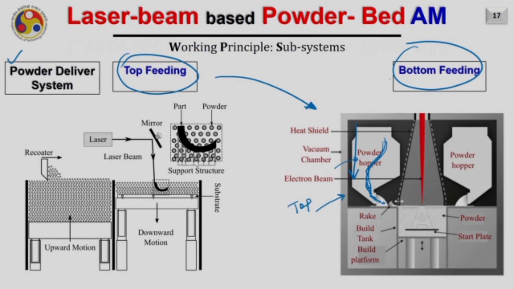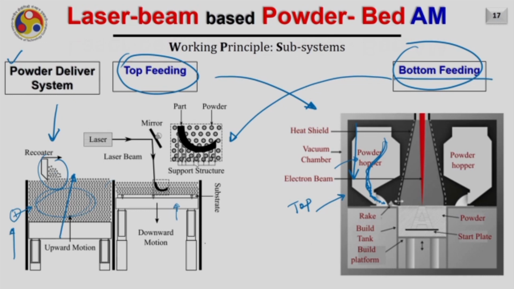Another one is the bottom feeding system. In the case of the bottom feeding system, the material is fed from the bottom side. As you are seeing here, there is a reservoir which has a lot of powder available, and the right side is the build platform. Now, the material will be delivered to the recoater not from the top, it will be delivered to the recoater from the bottom. So, as the material becomes available to the recoater from the bottom side, it is called the bottom feeding powder delivery system.